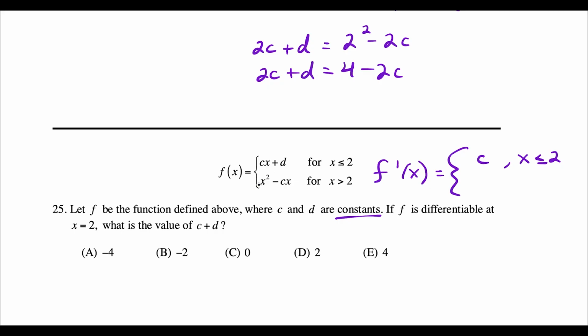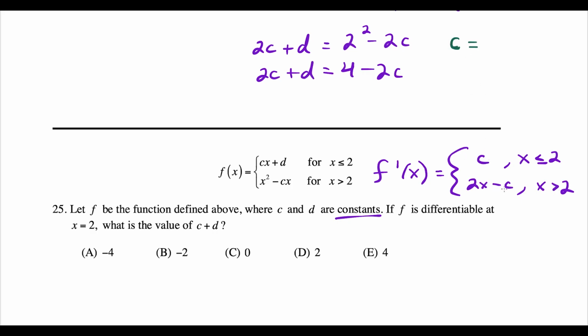And then I have the derivative of the bottom, which is 2x minus c. This is a strange derivative, but remember, c and d are constants, so this makes sense. So for the function to be differentiable, that means the left and right side limits of f prime at x equals 2 also have to be the same. So if I plug in x equals 2 to the top, there is no x, so the left side is just going to be c.